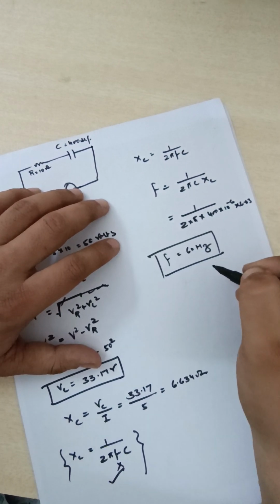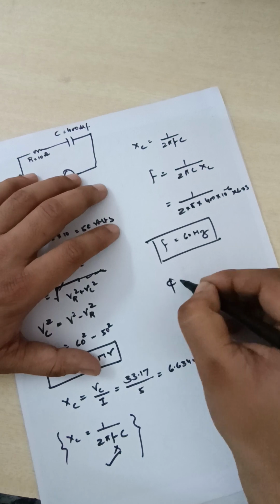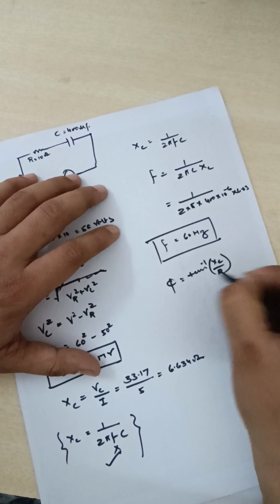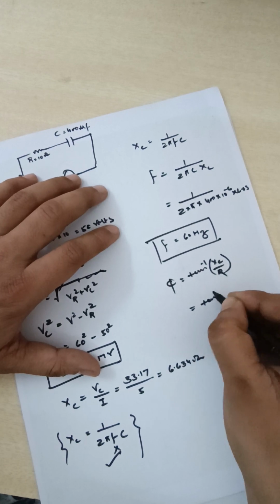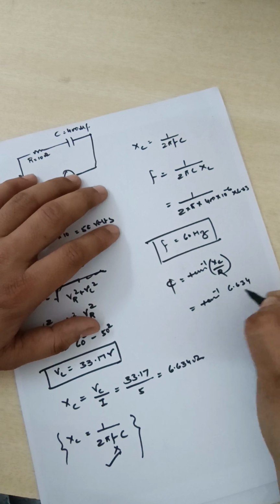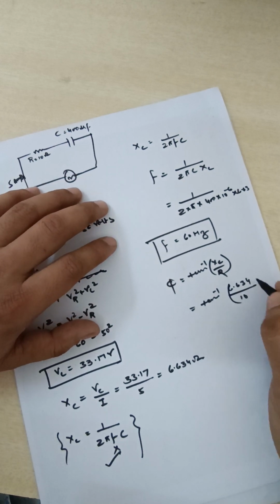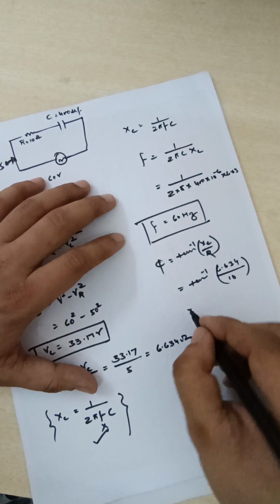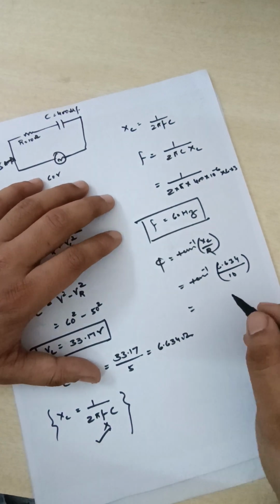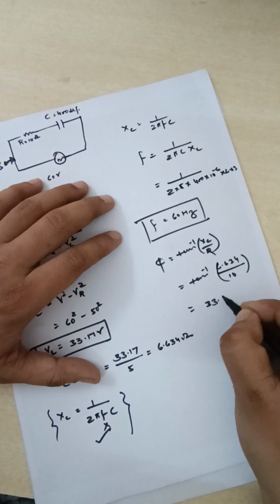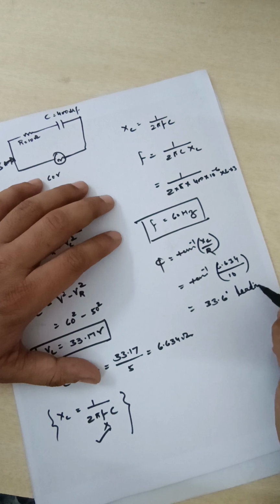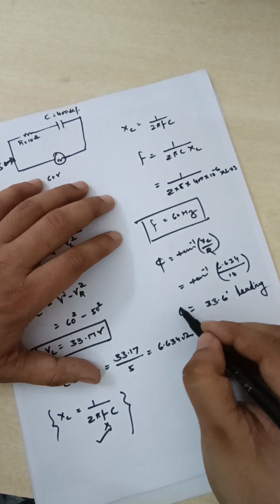It will be the value of frequency, and we have to calculate phase angle phi. So tan inverse Xc upon R. Xc is 6.634, and R is 10. So finally the value of phase angle will be 33.6 degree, and what will be the nature? Nature will be leading. Clear?